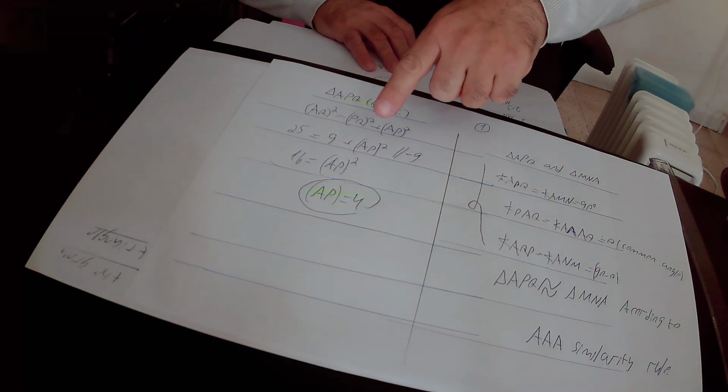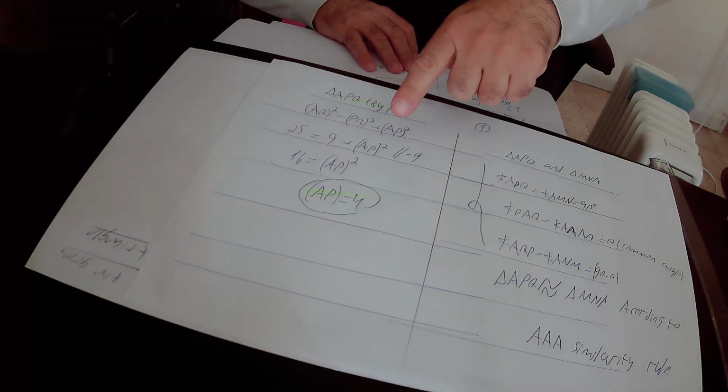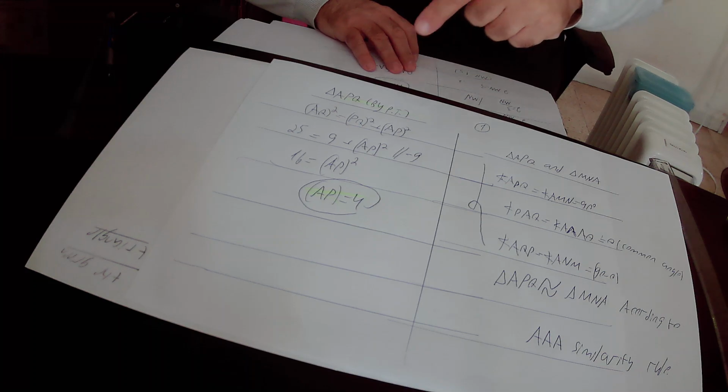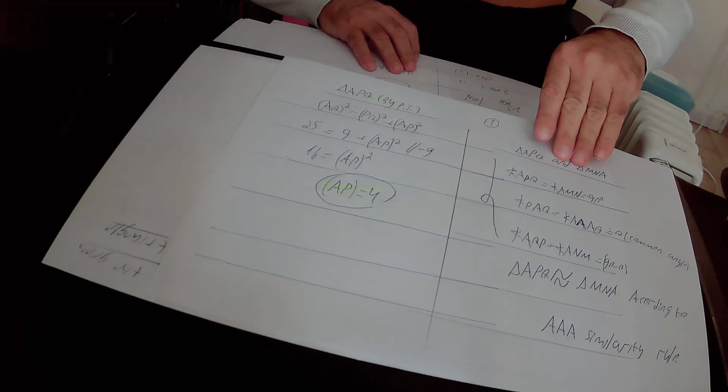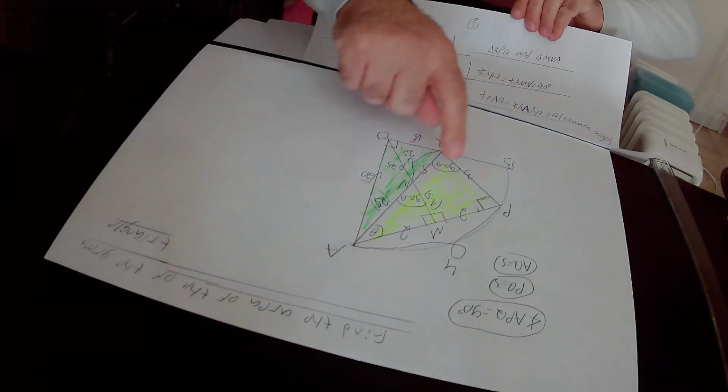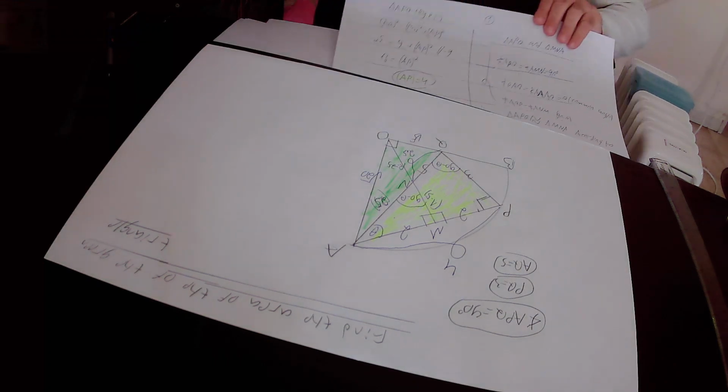16 was equal to AP squared. We took AP out of this equation and found that AP equals the square root of 16, that is 4. So AP equals 4 units in length.